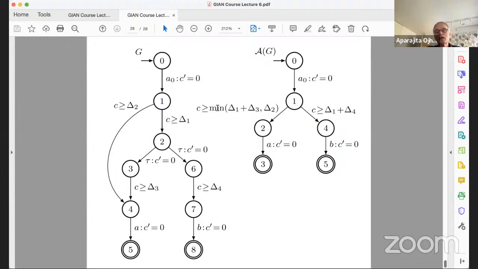where I still have a timed automaton here. I have a minimization from delta 1 plus delta 3, and I take the shortest one here. So the clock needs to be the minimum of delta 1 plus delta 3 and delta 2. Then I have, so to say, the optimal route. Take the left choice, and here is the right choice.